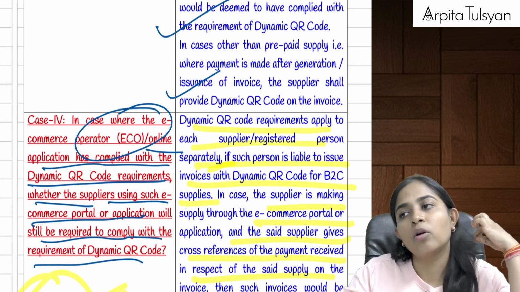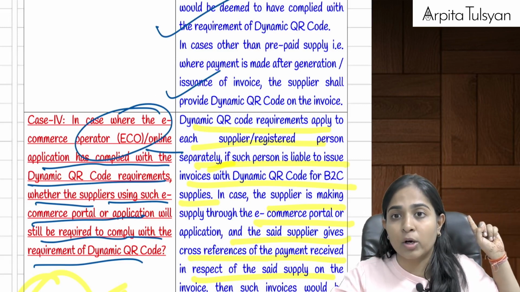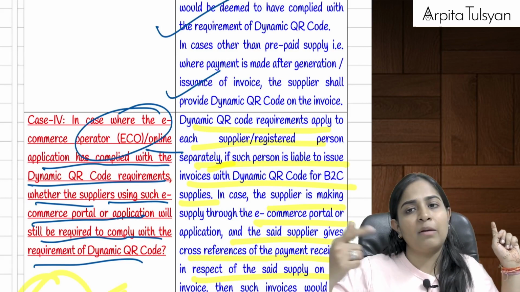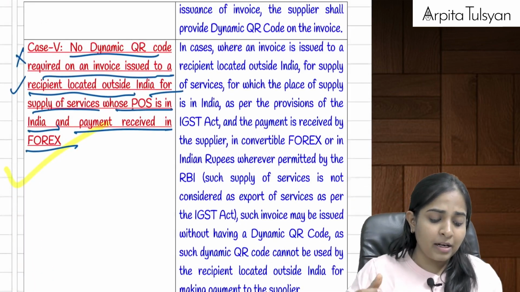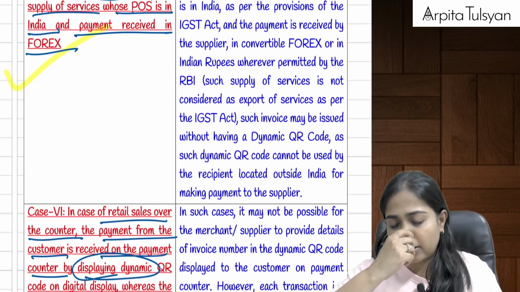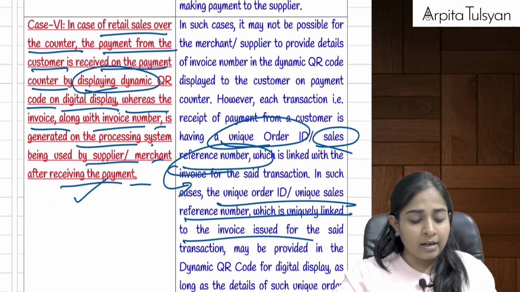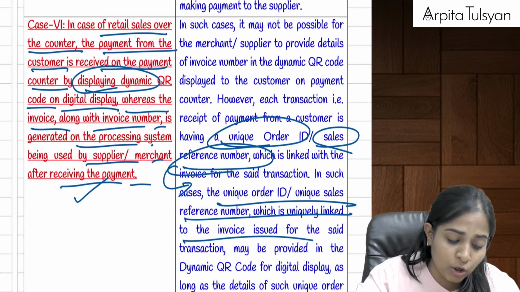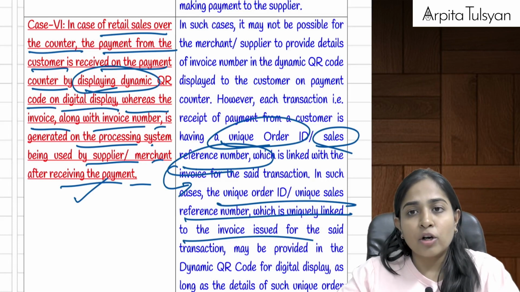But if they did not show you the dynamic QR code, then it is required to be printed on the invoice. Okay, so either they show you earlier and you use it and pay the amount, then dynamic QR code is not required on the invoice. But if they have not at all shown you the dynamic QR code, and you have made the payment by any other mode, then dynamic QR code should be present on the invoice. Okay, similarly, when the payment is received in foreign currency, then in that case, dynamic QR code requirement is not there.